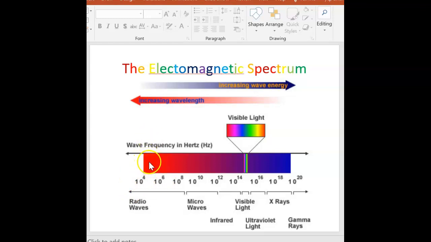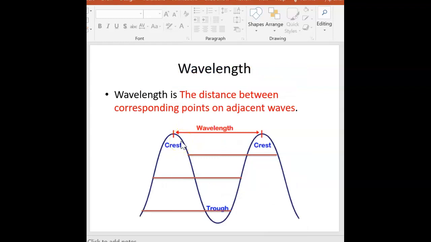So the energy increases going left to right, which means the frequency increases. But if you go look at this arrow, the increasing wavelength goes from right to left. Okay, so that's the electromagnetic spectrum. Okay, as a review, we're going to talk about some waves.